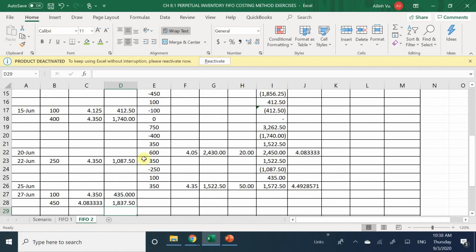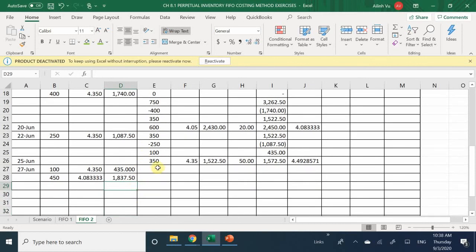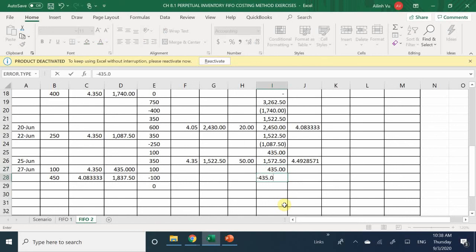Okay. So now what do we do here? We do our calculations of subtracting 100. Okay. Zeroing it out. Good. So here should be 435. And we are subtracting 435 to get a grand total of 0. Good. What is our second calculation going to look like?